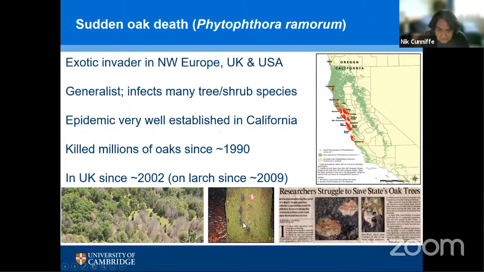The disease is named sudden oak death because for a number of years oaks in California were dying quite quickly and no one knew why. But it was then determined the cause was Phytophthora ramorum. The pathogen's also been in the UK for the best part of 20 years now.